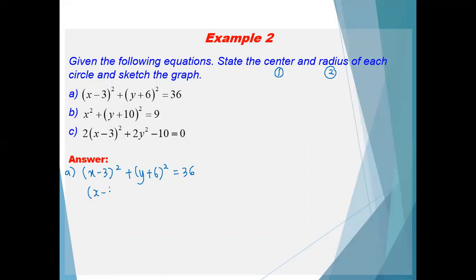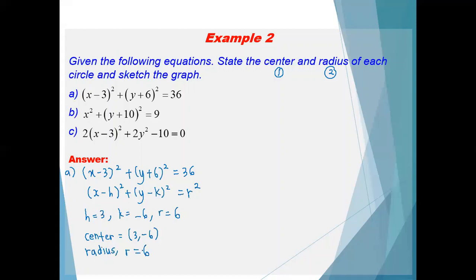So we compare with the standard form, (x minus h) squared plus (y minus k) squared is equal to r squared. From the comparison, we can see that h is equal to 3, k is equal to negative 6, and r is equal to 6. So state the center. The center is at (3, negative 6). Radius r is equal to 6.